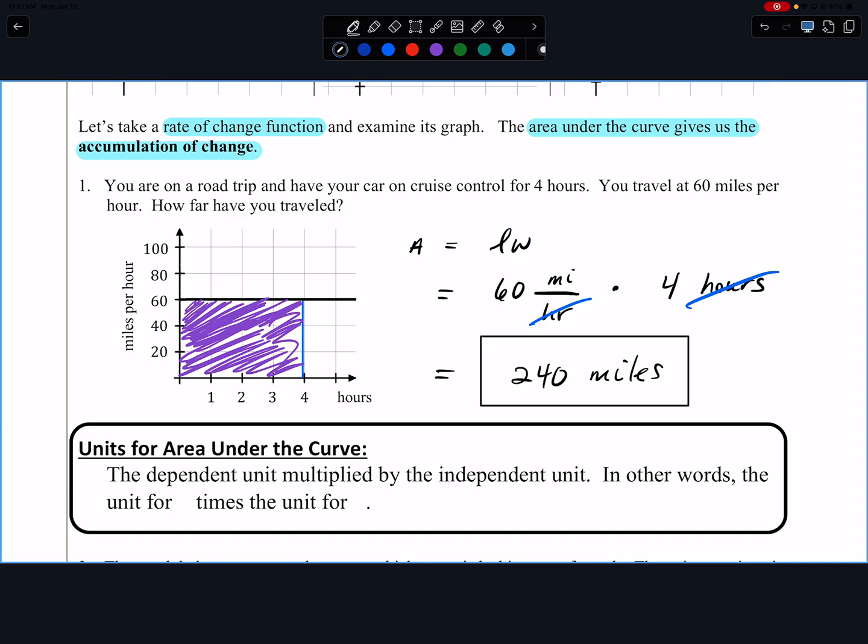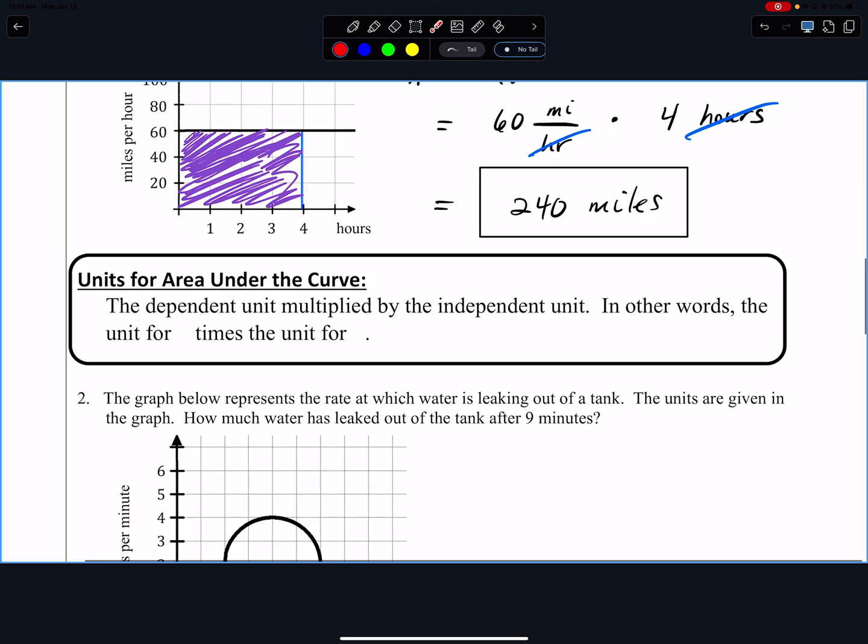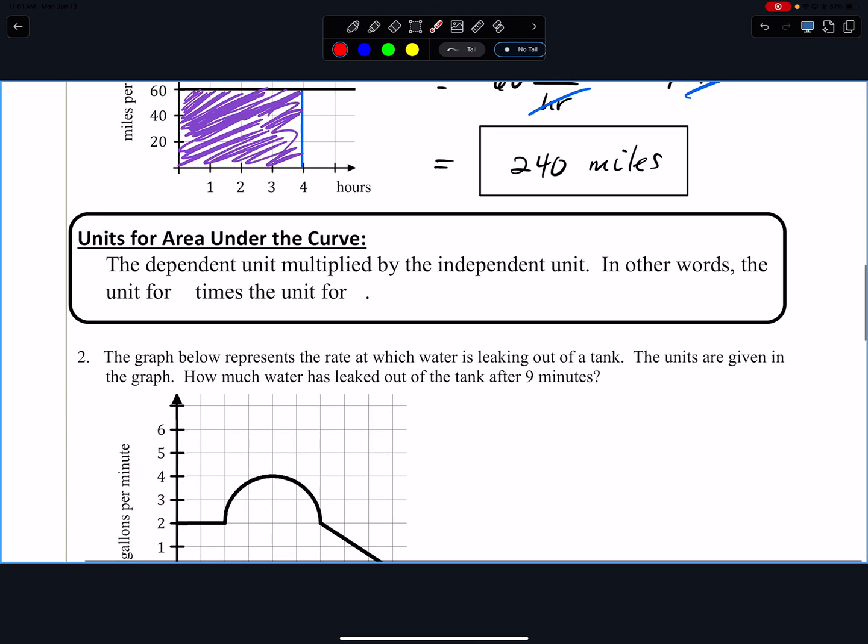Now, unfortunately, this whole semester isn't going to be that easy where it's just a rectangle. You guys will learn that we'll be able to calculate the area of anything using calculus, which is pretty cool. So, definition, units for area under the curve.